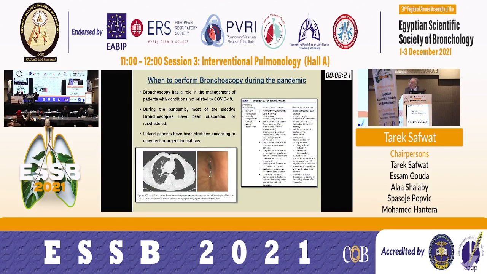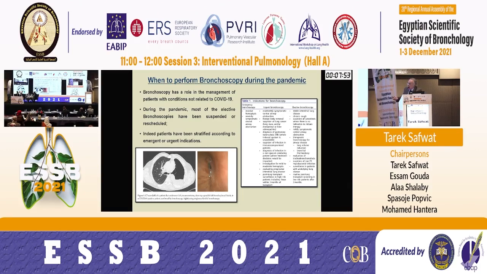That's another indication. This patient had a lung resection. Actually, he had a left pneumonectomy, and he developed a tracheobronchial fistula and a left bronchopleural fistula in a COVID patient, which was confirmed by bronchoscopy. So we actually have urgent indications for bronchoscopy here.